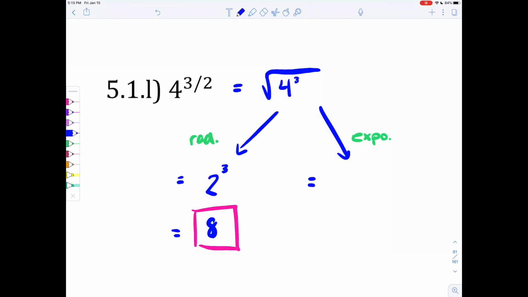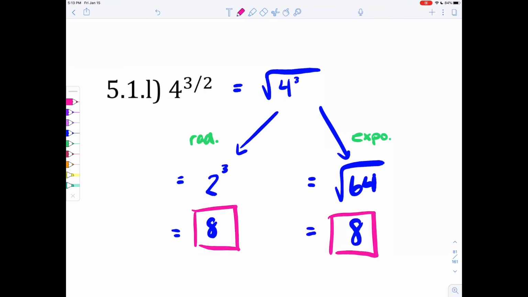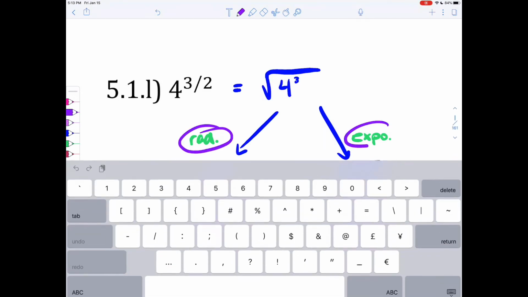But what happens if I took a look at that exponent first and said, well, instead of doing the square root of 4 cubed, what if I did 4 cubed first? And so 4 cubed, 4 times 4 is 16, times 4 is 64. So now I get the square root of 64. And the square root of 64 is 8. So it actually doesn't matter which route we take, if we do the radical first or the exponent first.